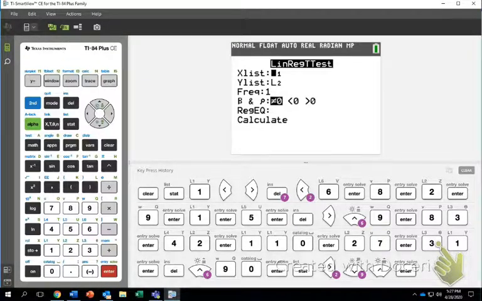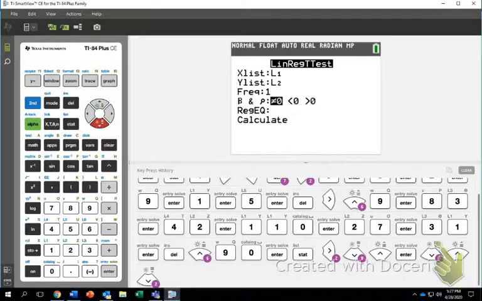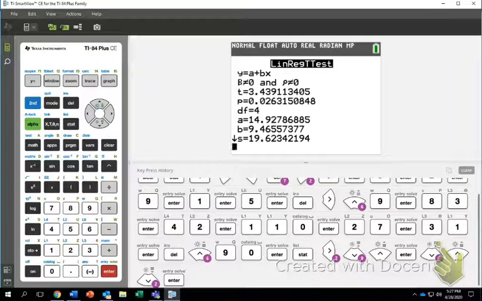I'm going to make sure L1 is my X values, L2 is my Y values. Make sure that your rho is set to not equal 0. That is what we're working with. And please press enter. Now we have all of the values that we need, including our R value. Let me just show it to you really fast.